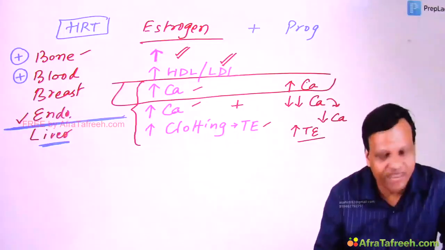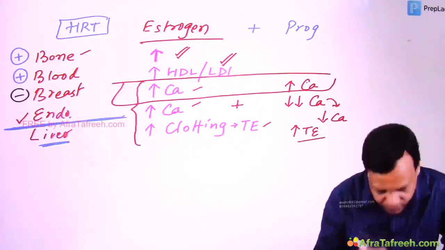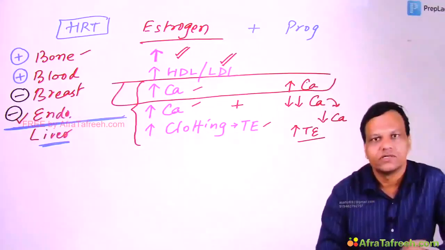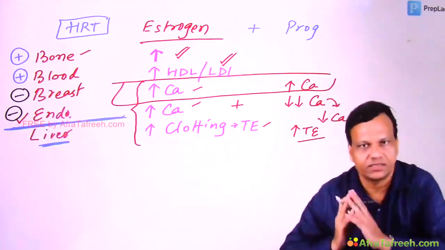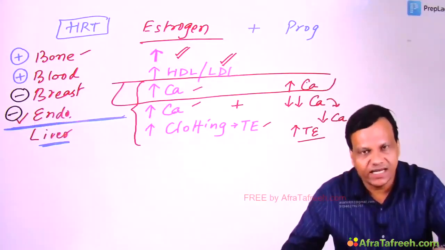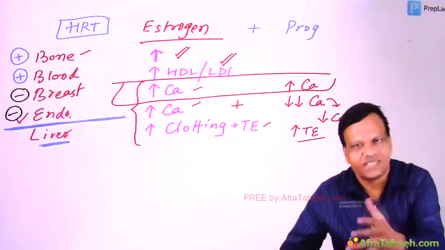We do not want breast cancer, so we want it to be antagonistic here. We do not want endometrial cancer, so we want it to be antagonistic here. So raloxifene has all these properties. It is an agonist in the bone. It is stimulating the HDL-LDL ratio. It is antagonistic in breast and endometrium.